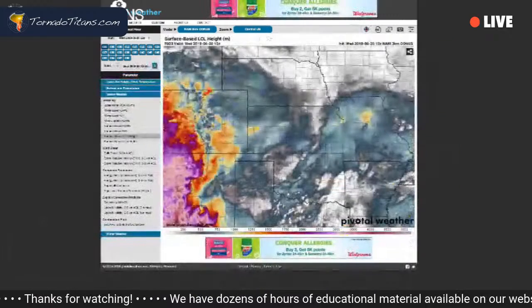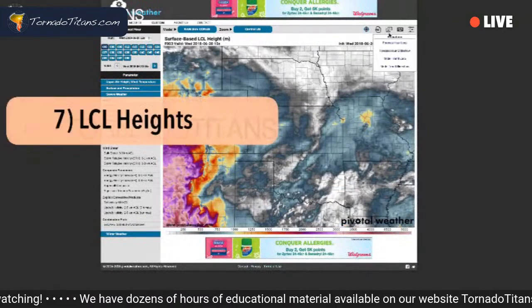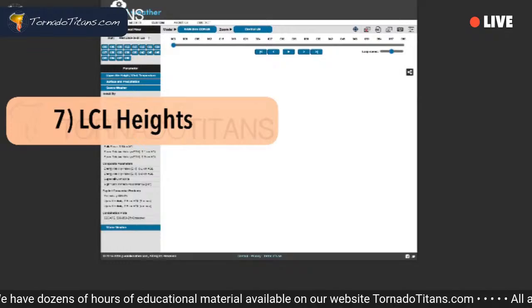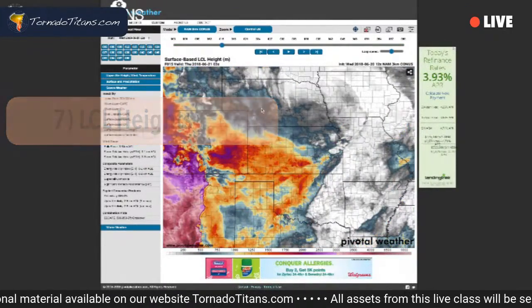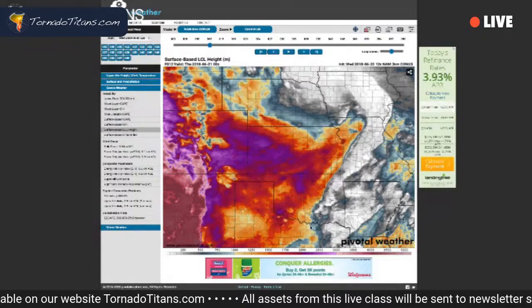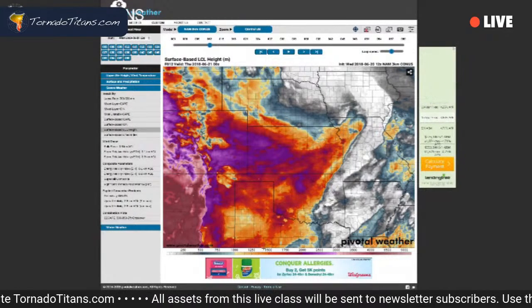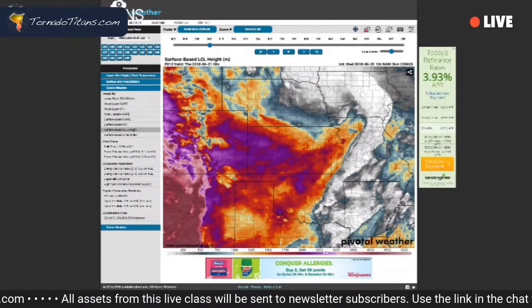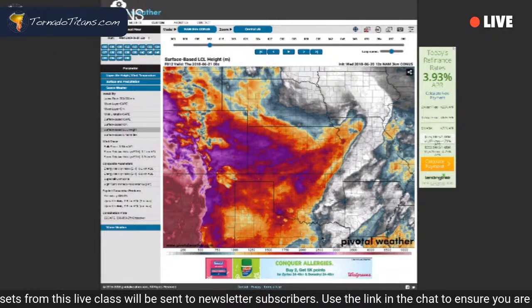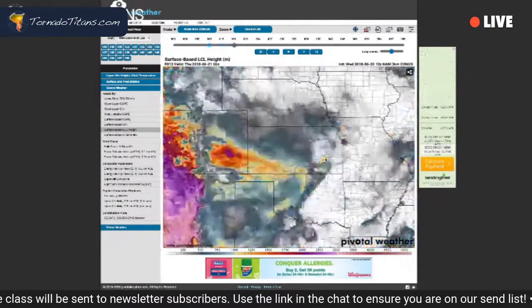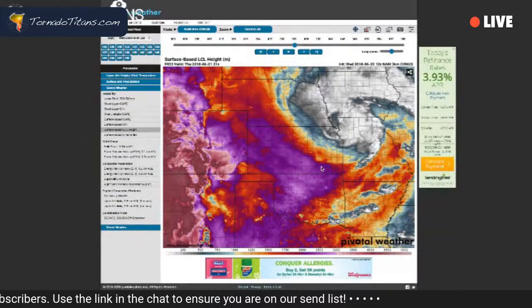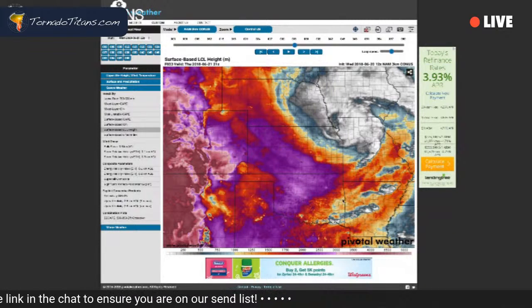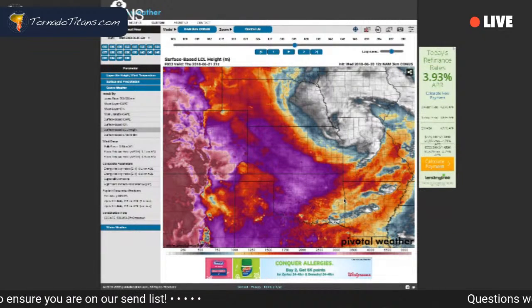Next up on our list, LCL heights. Now when it comes to tornadoes, you have to know if cloud bases are going to be low enough to make them happen. For instance, if you have an environment with extreme wind shear and ML CAPE at 3000, but your LCL heights are at 2500, then you're almost certainly not going to get tornadoes. But you can expect some pretty amazing well-structured high-base supercells.